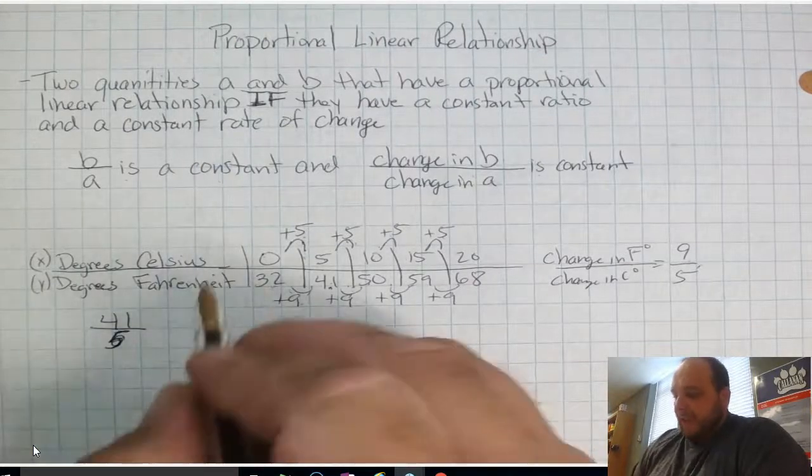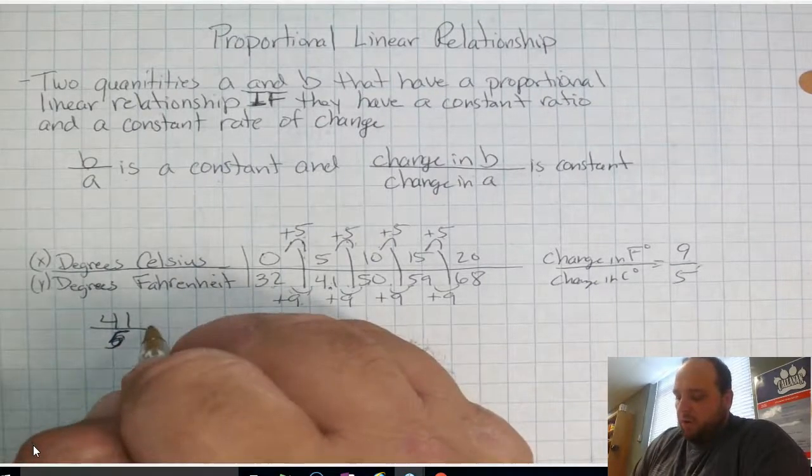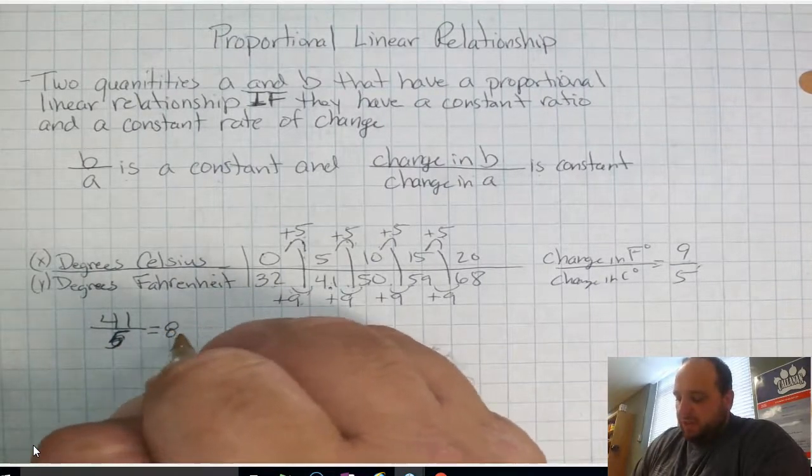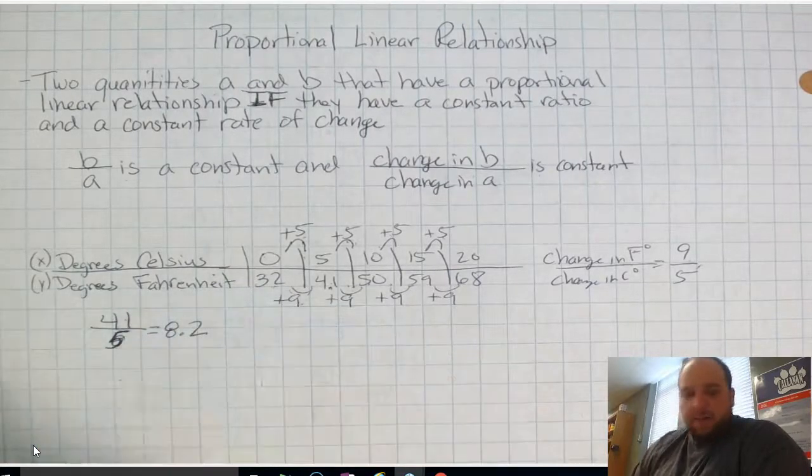And I'm going to use a calculator. I'm going to take 41 over 5 to find that ratio. 41 over 5 gives me 8.2 as a ratio. Okay, I figured that out by taking 41 divided by 5 on my calculator.